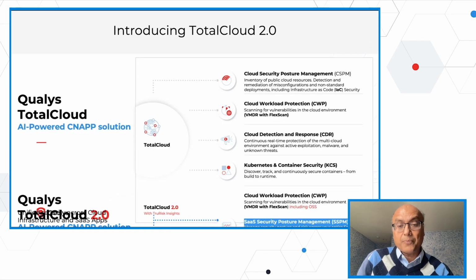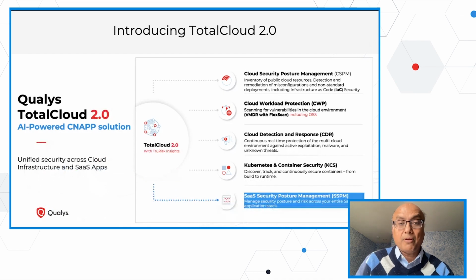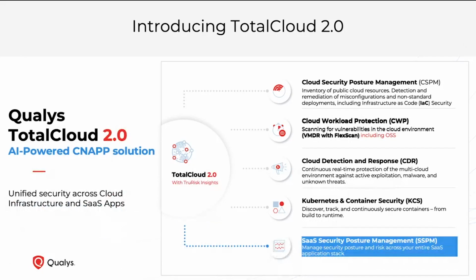With 2.0, we've made some major additions to this platform, as you can see here. Now, if you look at CNAPP solutions, cloud native application protection platforms, most vendors ignore the broader view of what cloud security is about. In Total Cloud 2.0, we've included SaaS security posture management. That includes SaaS applications. And as many of you are aware, the SEC has mandated that SaaS security is an important part of your security posture, and organizations must take care of that as well. So that is now part of our Total Cloud 2.0 platform.